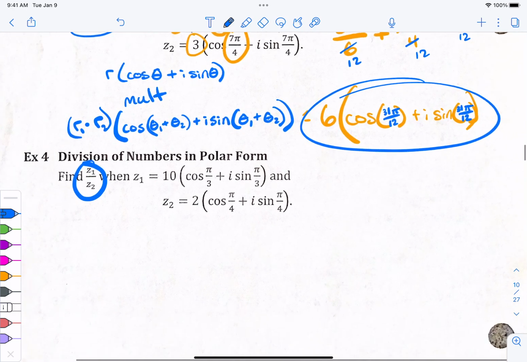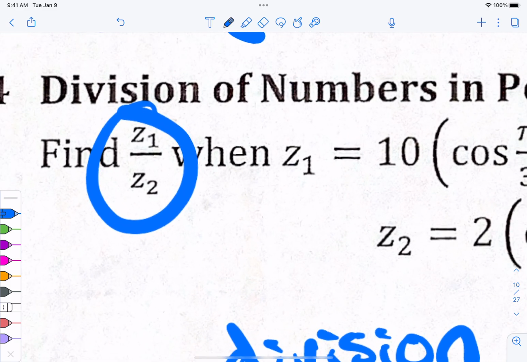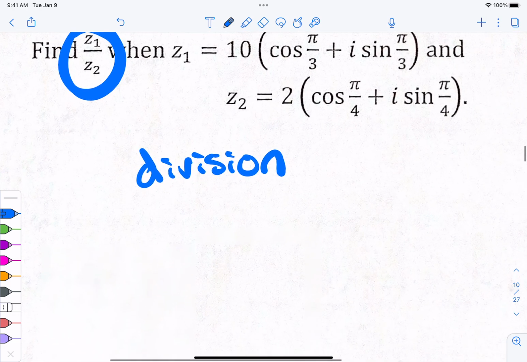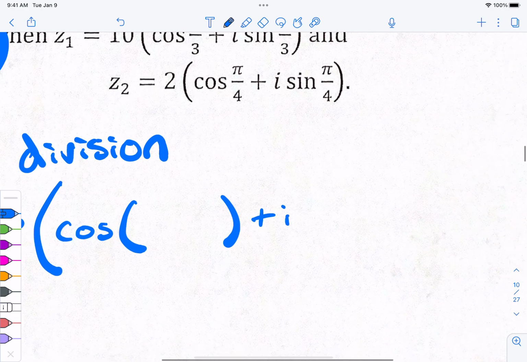The next one is division. You are dividing, okay? So when you are dividing, does it matter which one? Yes, it does. The way that they have them listed here is the way that you have to divide them. So Z1 goes on top, Z2 goes on the bottom, right? Okay? So when you're dividing, you literally take R1 and divide by R2 instead of R1 times R2. Then your cosine of theta plus I sine of theta.